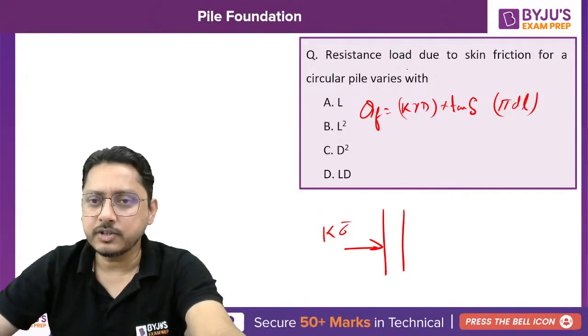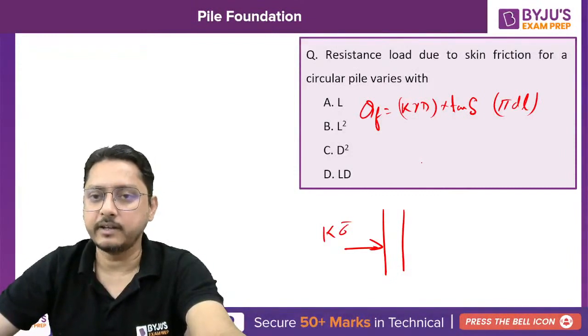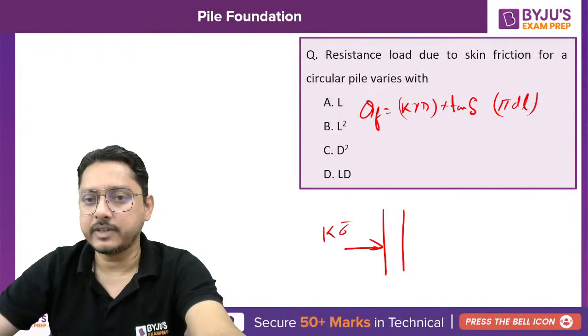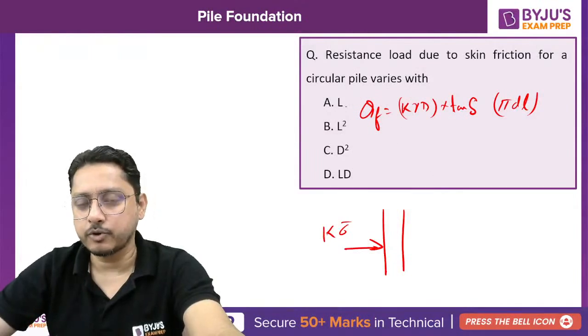So how is the resistance load due to the skin friction for a circular pile varying now? It is varying with LD square, isn't it? So the most appropriate answer, of course, is that it is varying with L also and with the D square also.